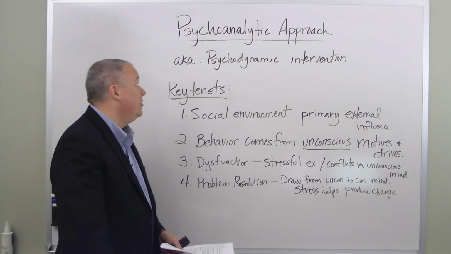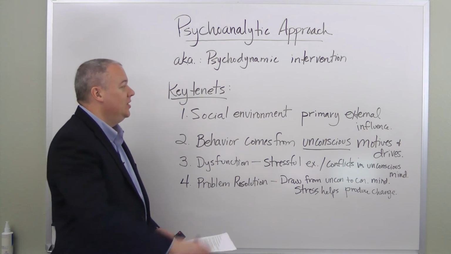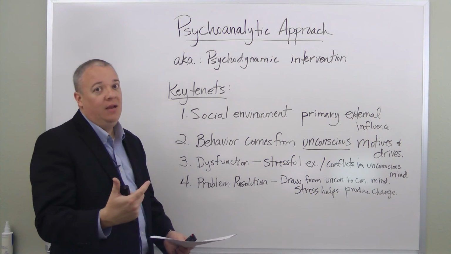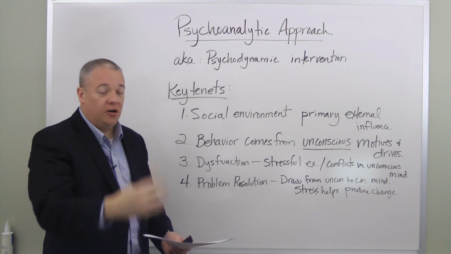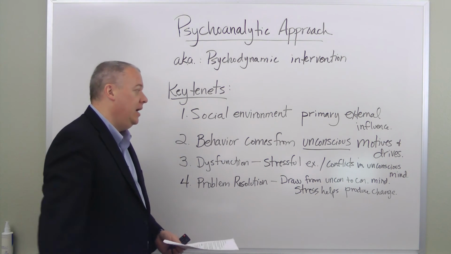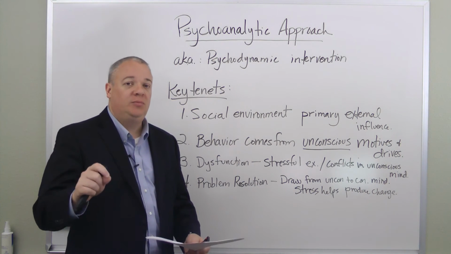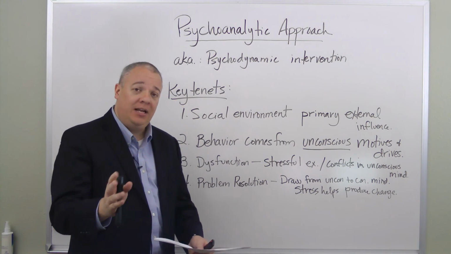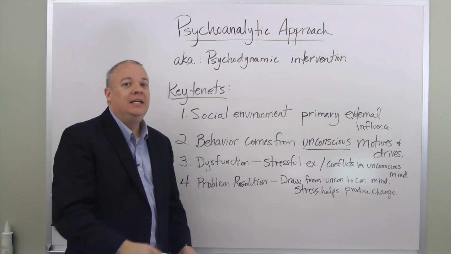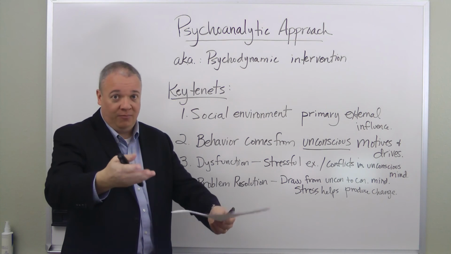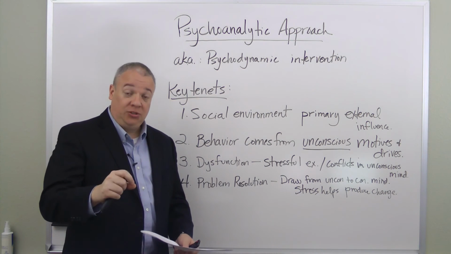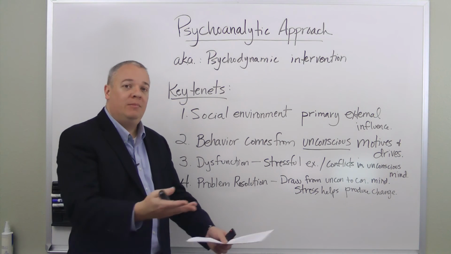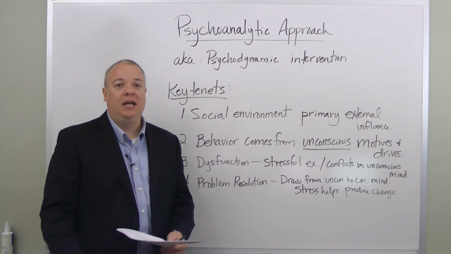So the key factors to remember here again in the psychoanalytic approach is that the primary external influence is always the social environment. All of our behavior flows from motives and drives found in our unconscious mind. Dysfunctional behavior is produced by stress-producing experiences and conflict in the unconscious mind, and the way to help alleviate that or change that or bring about good is to take the things that are in the unconscious mind, bring them forth into the conscious mind. It's stress-producing to do that, but then you help them use that energy from that stress to redirect them and promote positive changes in their life and their behavior.